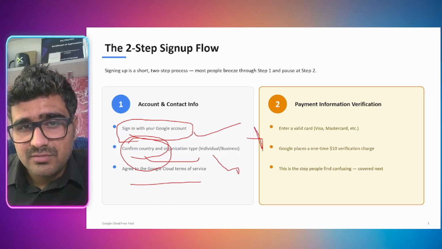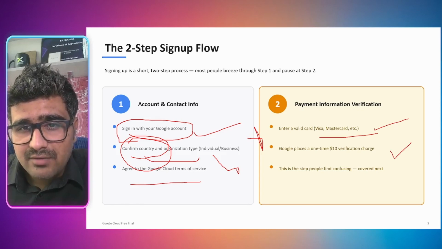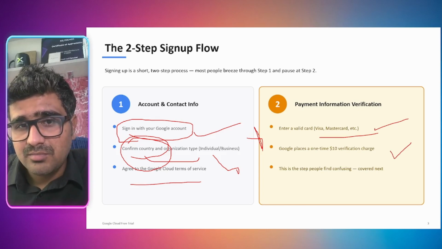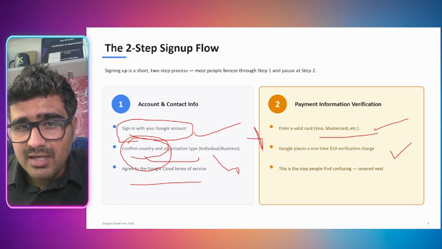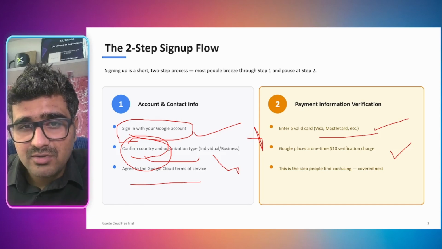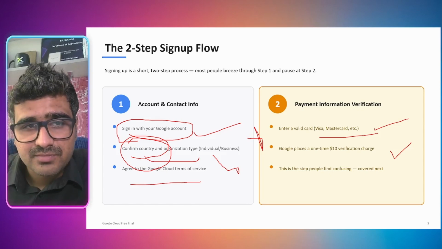So if you have a Visa or MasterCard, that works very well, but you need to have $10 in your bank account, minimum $10. And this is a one time verification charge. That means Google is not going to take anything from you, but it will just take the $10 from your account and it will keep it with Google, right? So this is just for verification purposes.